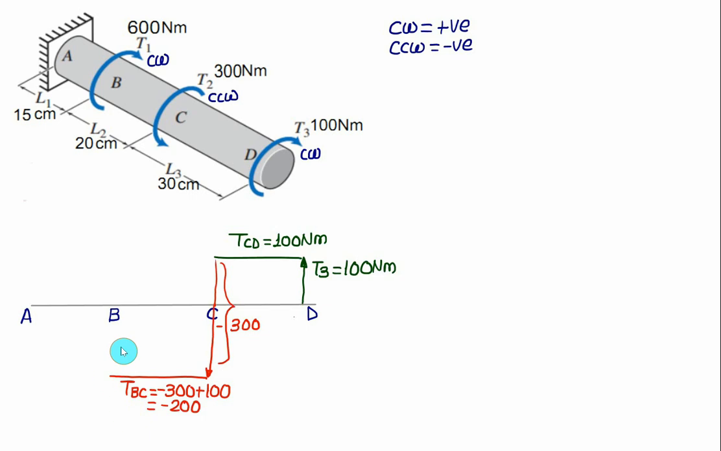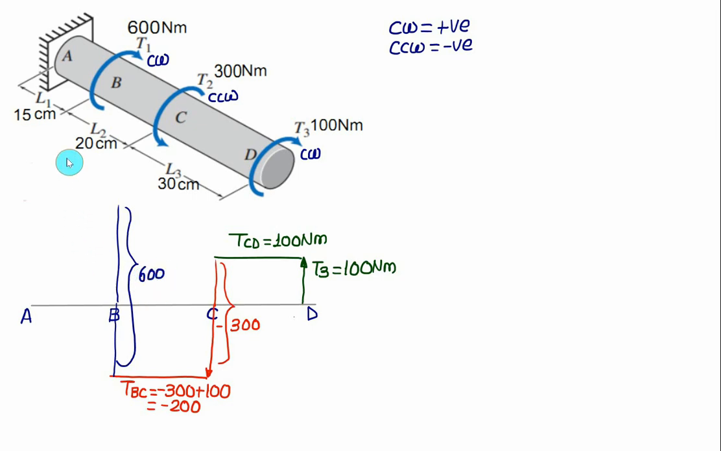Then at point B one torque acting is T1, which is 600 and is clockwise. Clockwise is positive. So already we have 200 down, so we will move upward by 400, so that the total distance covered is equal to 600. So the total value is 600.